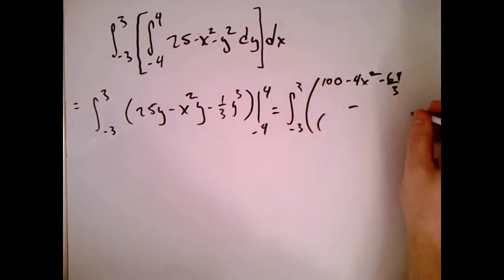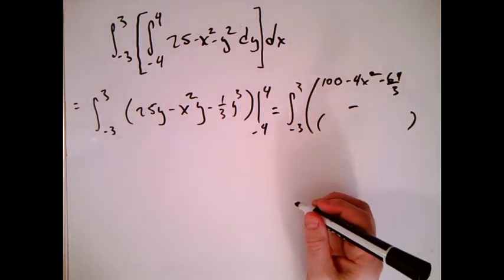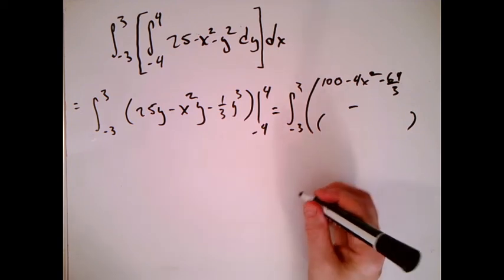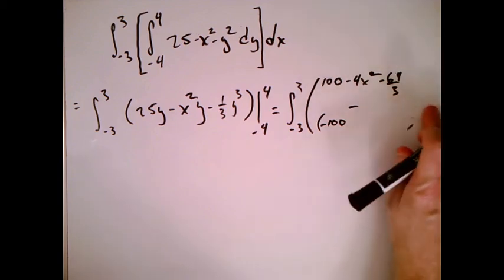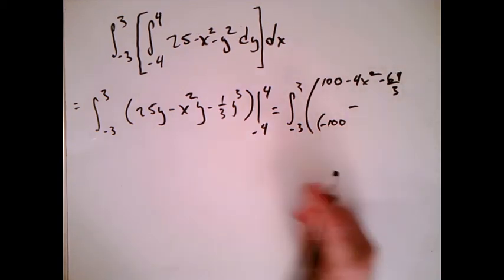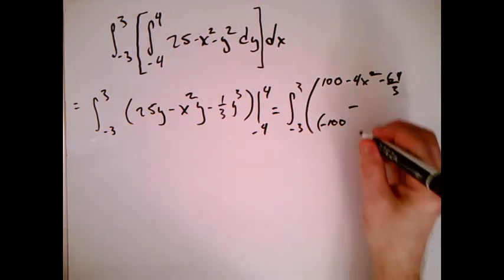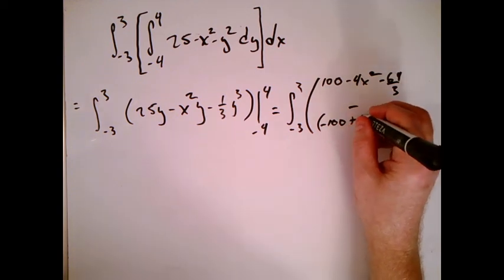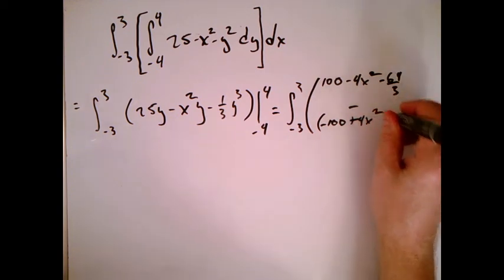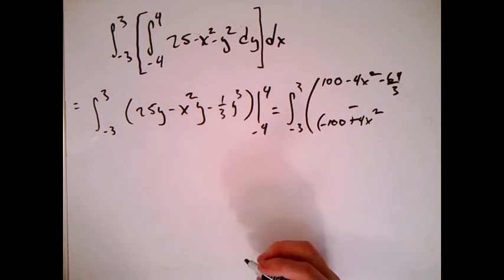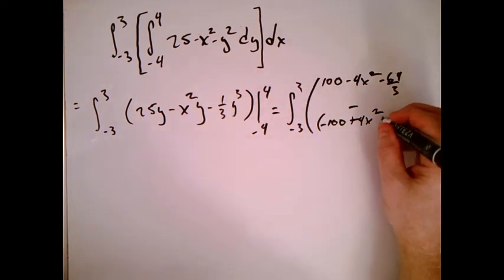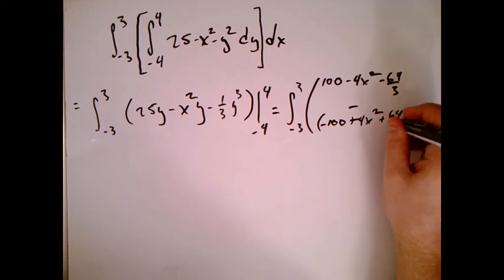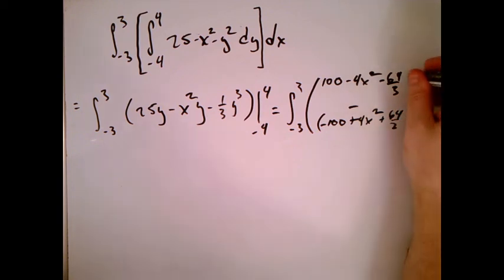And now I have to subtract everything I put on the bottom. We're just using the fundamental theorem of calculus. I plug in a minus 4, I get minus 100, like that. I plug in minus 4 into here, I'm going to get plus 4x squared, like that. When I put in minus 4 in here, I'm going to get plus 64 thirds, like that. And this is all the x.